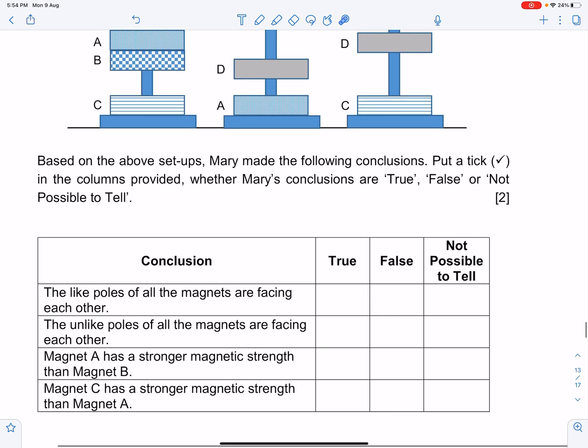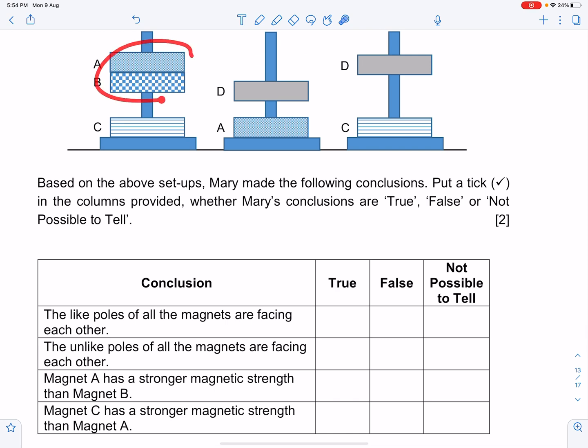The like poles of all the magnets are facing each other. Not true, because if you take a look at this, obviously the unlike poles are facing each other because they are attracting together, so that is false. The unlike poles of all the magnets are facing each other. Also not true, because can you see? These two are repelling each other. So false.